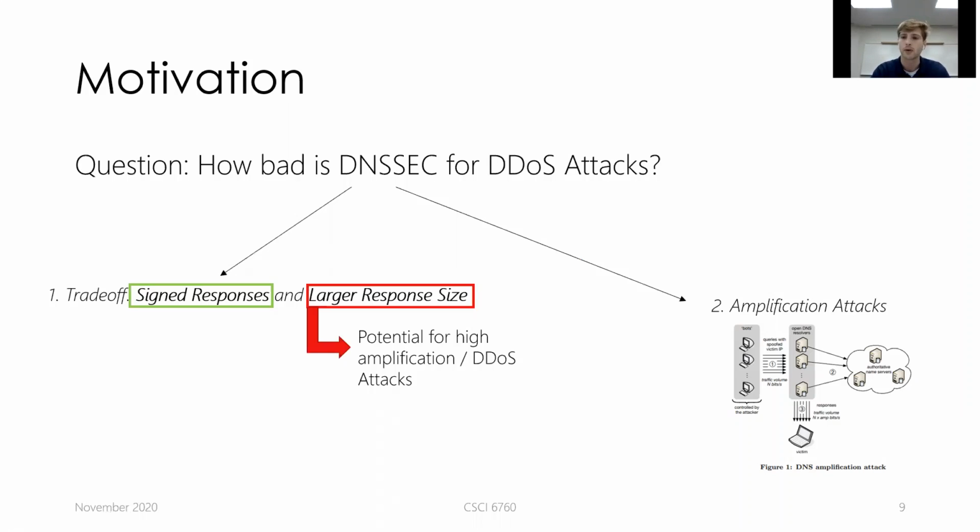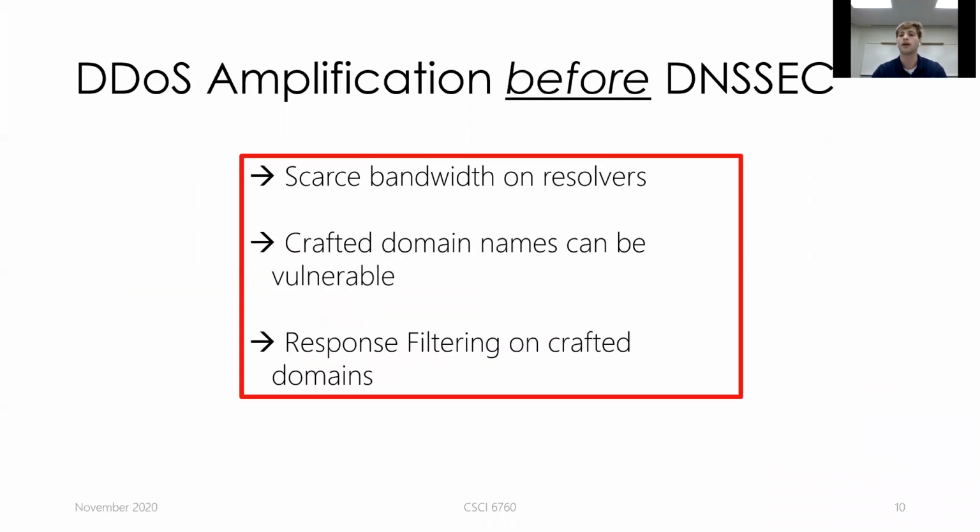The motivation for this experiment, and the reason why this study is performed, is because the question then becomes, how bad is it? We can see that there's a clear risk, but how bad really is DNSSEC for the potential for DDoS attacks? So now let's pretend we're an attacker before DNSSEC. Because before DNSSEC, there were some challenges that attackers ran into. If I'm an attacker and I'm trying to perform a bandwidth attack before DNSSEC, I would run into some challenges. First of all, the bandwidth on the open resolvers that I'm going to be using for my attack might not always be guaranteed. That bandwidth can be scarce.